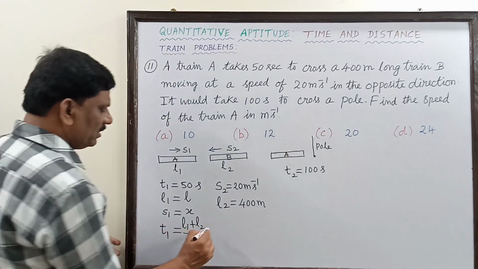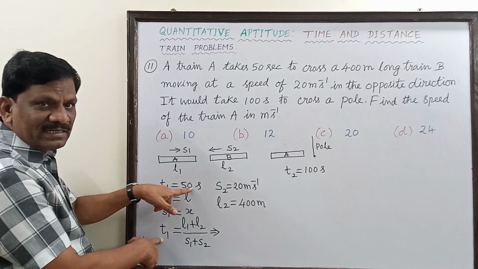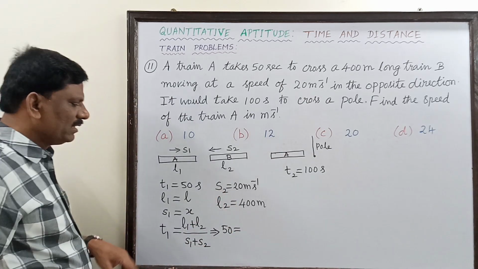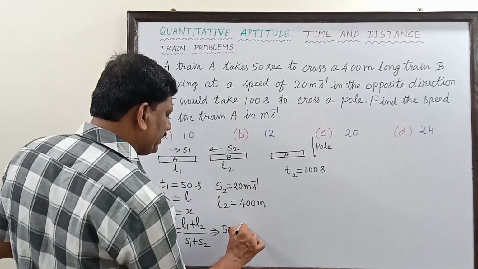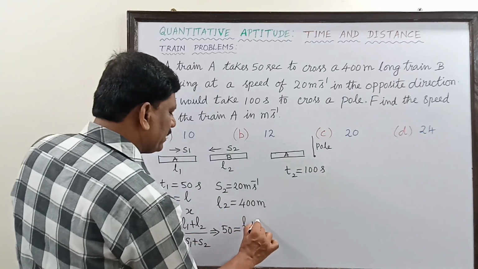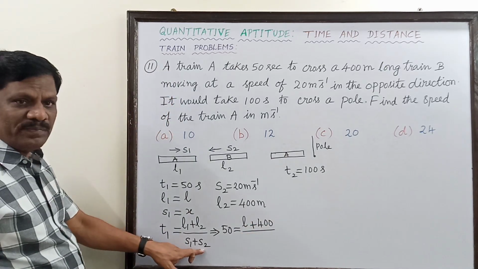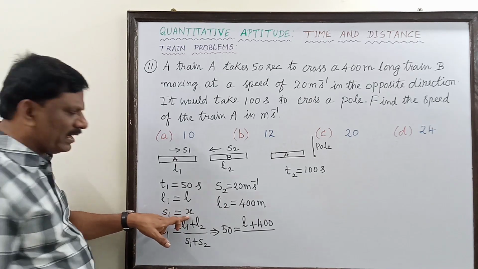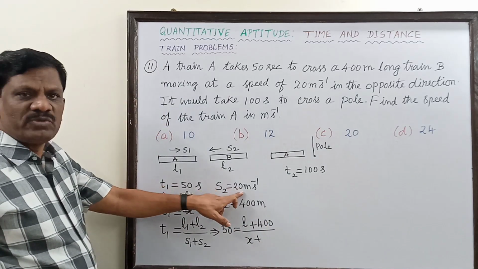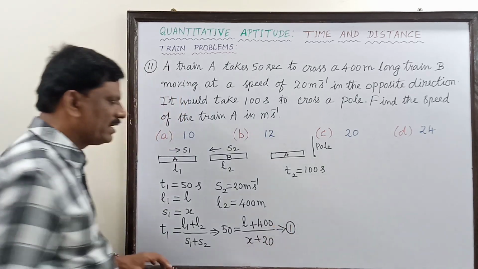So now this implies the time taken T1 is 50 seconds, is it not? So for T1 we substitute 50 on the left hand side. The length of the first train is not given, so I am taking the symbol L, plus the length of the second train L2 equal to 400. So L plus 400 divided by S1 plus S2. The speed of the first train is not given, so I will take X, plus the speed of the second train, 20 meters per second. So this is X plus 20, and this is our equation 1.